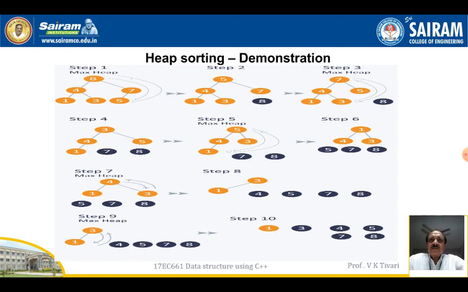Heap sorting demonstration. It clearly shows how we go from step 1 to step 2, where 8 is left out. In step 3, again we are swapping. In step 4, 7 and 8 are swapped, and 7 is also left out. And then we go to step 6, where 5 is left out. We keep using our maximum heap functions until the end. This will be step 10, which gives 1, 3, 4, 5, 7, 8. This is the structure of heap sorting in ascending order. Thank you very much.